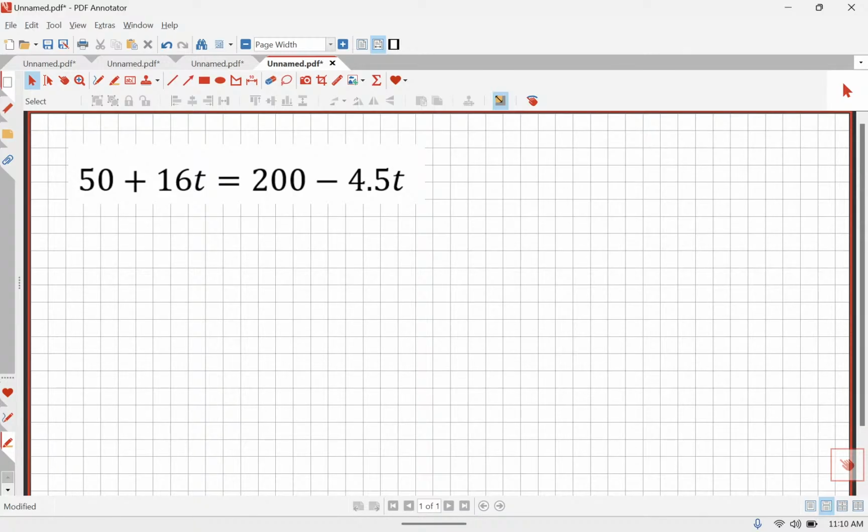Johnny, what did the 200 mean? How high Charger was at the beginning. Yeah, how high Charger was at the beginning. And what about the minus 4.5? How fast Charger fell. Yeah, how fast Charger was falling. All right, let's see here. Anjana, what did the T represent? Seconds. Yeah, it's how many seconds.